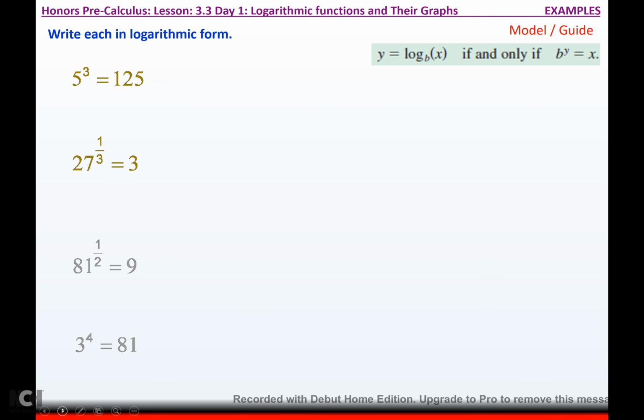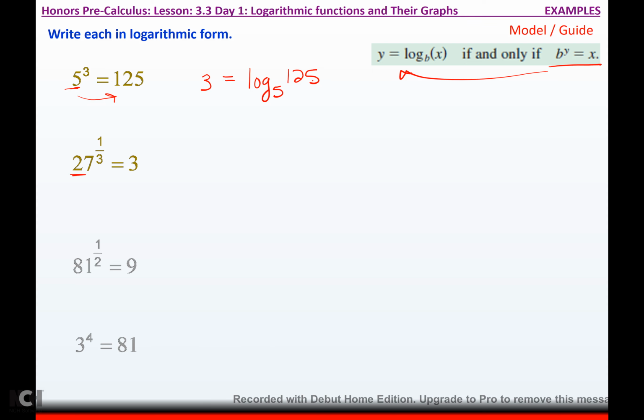Now, to go backwards, you're starting here and you want to go back to here. Remember, whoever's got the exponent is the bug. He's got to move back to the other side and crawl under his log. So if he moves back to the other side, the 3 is going to drop down, the log comes back, the bug goes back under, and 125 stays.